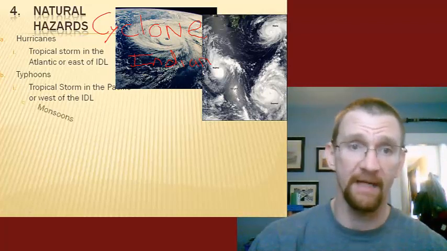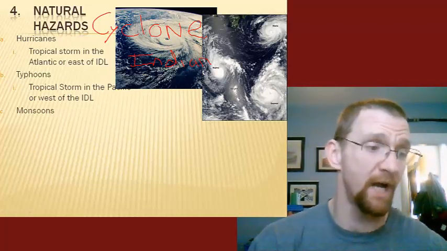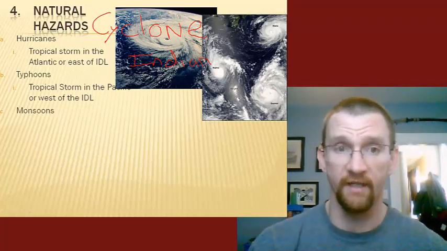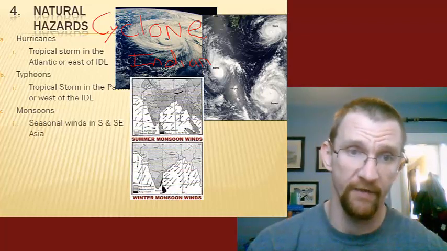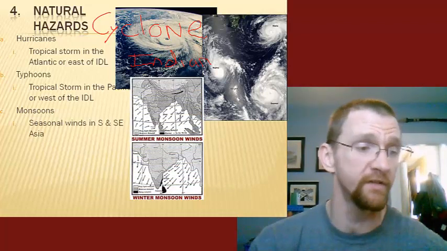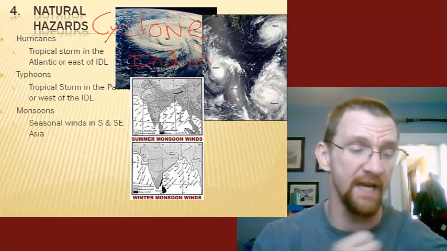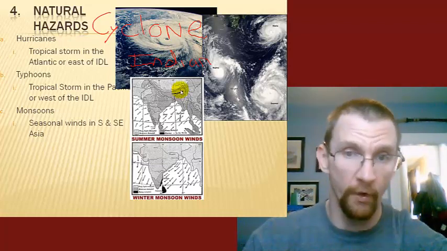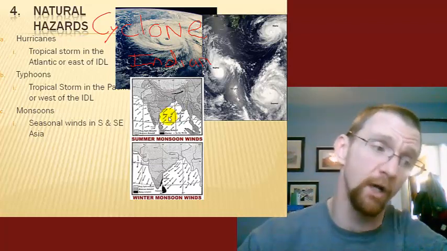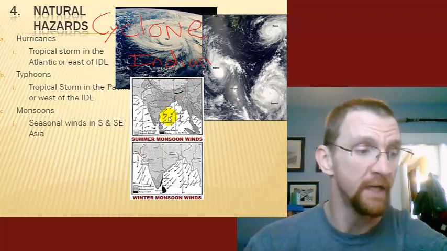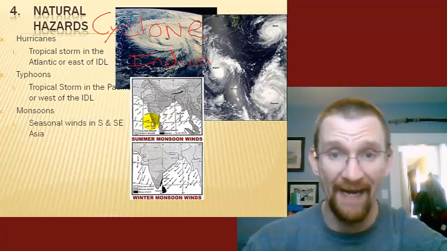Now that you're back, let's talk about a couple of other things. Let's talk about monsoons, which occur in Southeast and South Asia. Monsoons are seasonal winds that affect South and Southeast Asia. These winds bring rain or dry air depending on the direction of the monsoon. These winds bring rain in the summer.